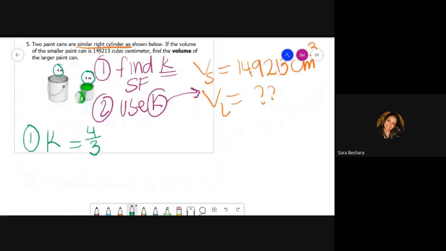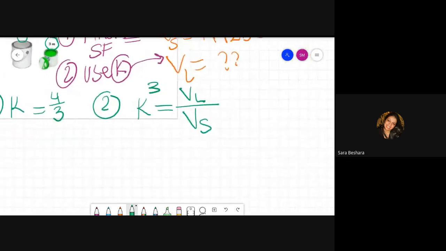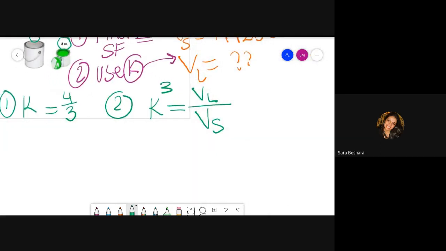Now, the next thing is to use K. So step 2 is we're going to use K, and since it's a volume, K must be cubed. The way we found K, it was large over small, so the volume of large has to be on the top divided by the volume of small on the bottom. Now, replace the numbers and solve for the unknown. K was 4/3, so I'm going to replace K by 4/3. Remember to cube it since we are finding volume. The volume large is unknown, so I'm going to keep it, or you can write X.